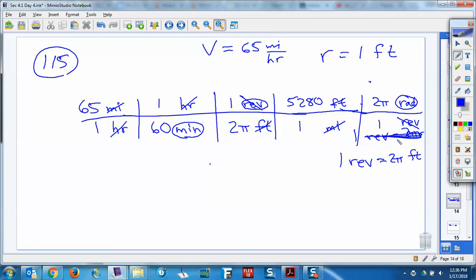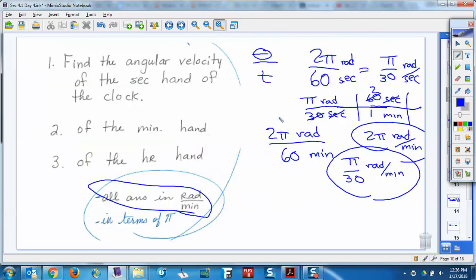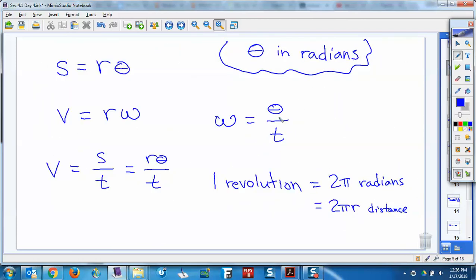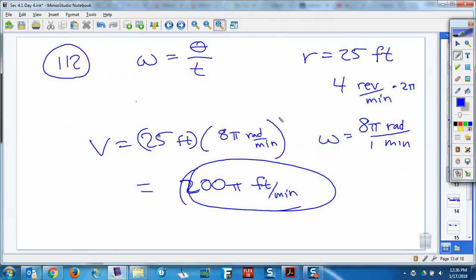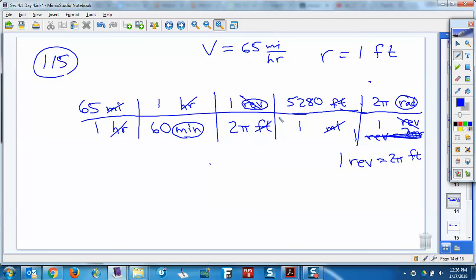So now all we really have to do is take that number. We kind of know that, you didn't need to do it there. We talked about this: 1 revolution is 2 pi radians. So if we came up with 910 something revolutions per minute, each one of those is 2 pi, so you just multiply by 2 pi. Okay, but it works out doing it like that. All right.